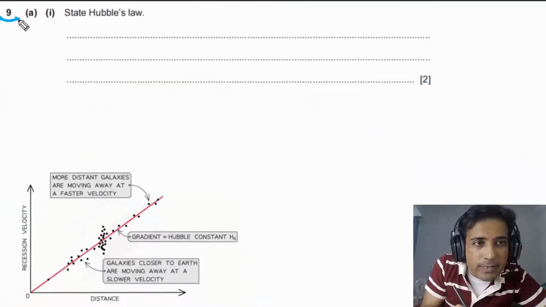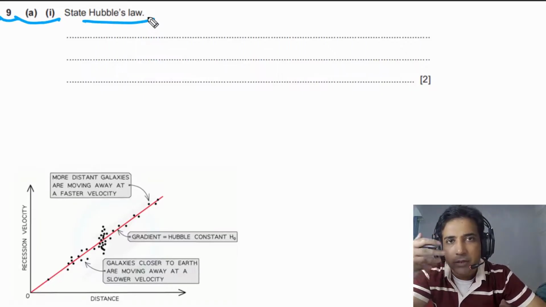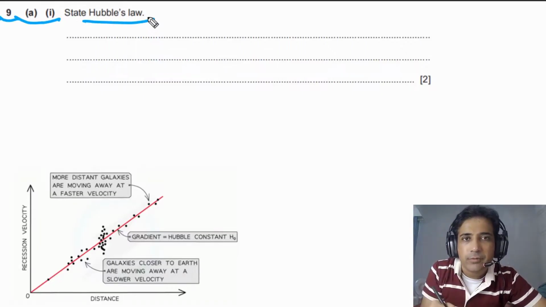For our question number 9, part A1, we need to state Hubble's law. Very common question: what is Hubble's law? Let's try to understand what Hubble's law is.